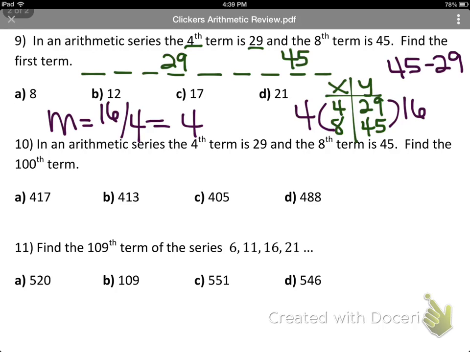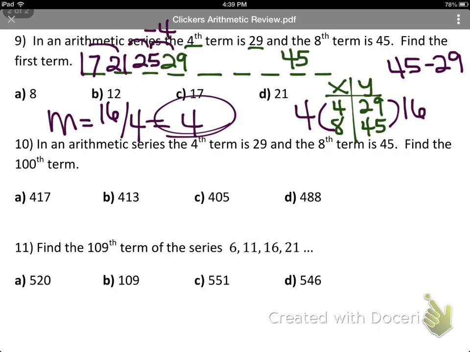And then we could subtract 4, and keep doing that. So if I subtract 4, I get 25. Subtract 4, I get 21, and if I go one more, I get 17. So that's one way of doing it, because we know that the pattern is increasing by 4. We got a positive 4.